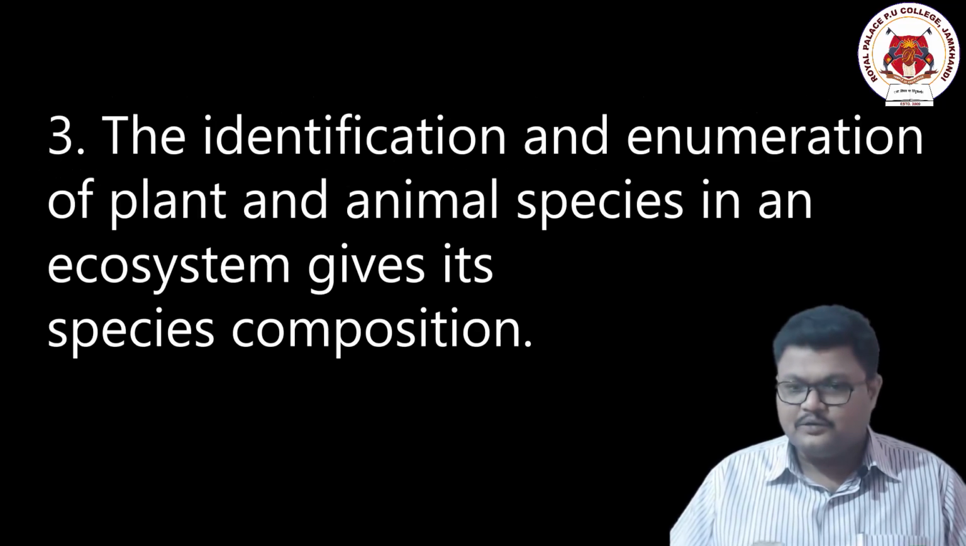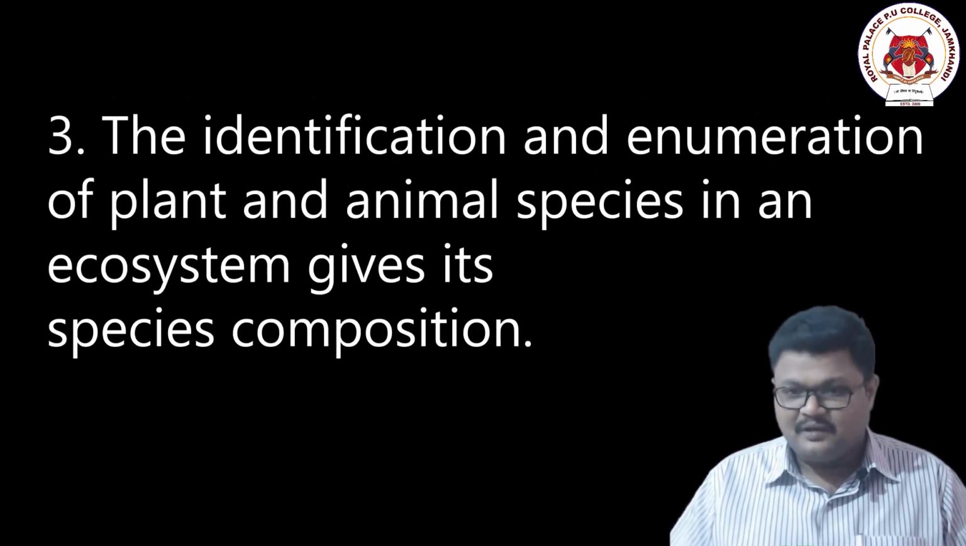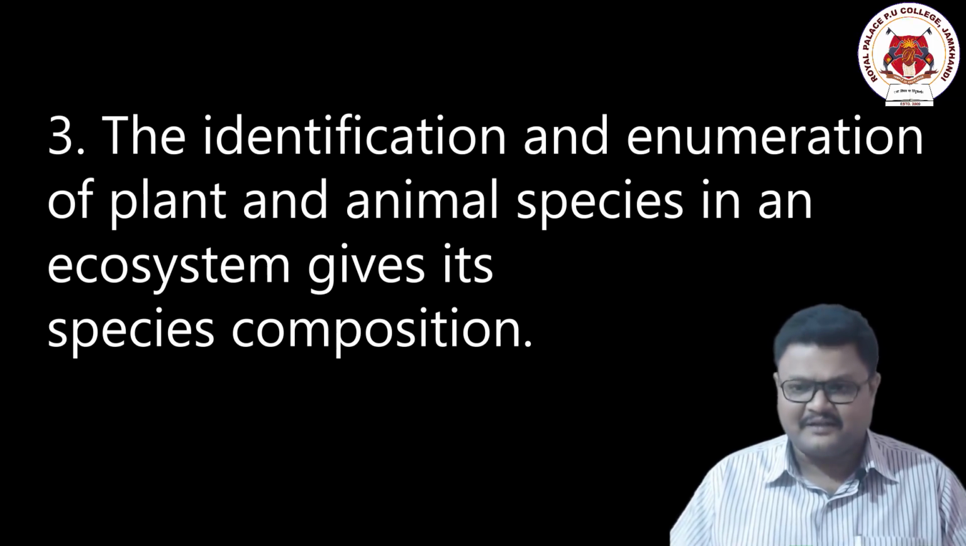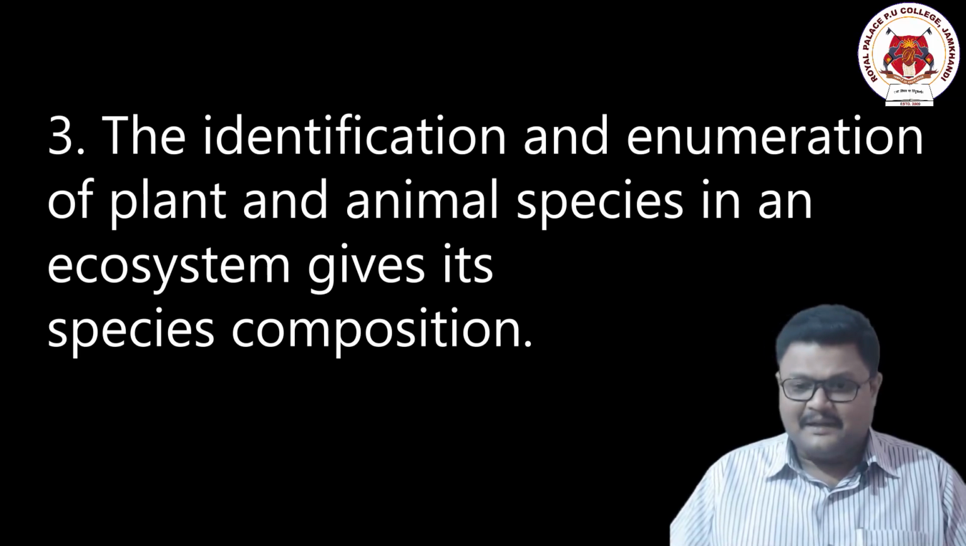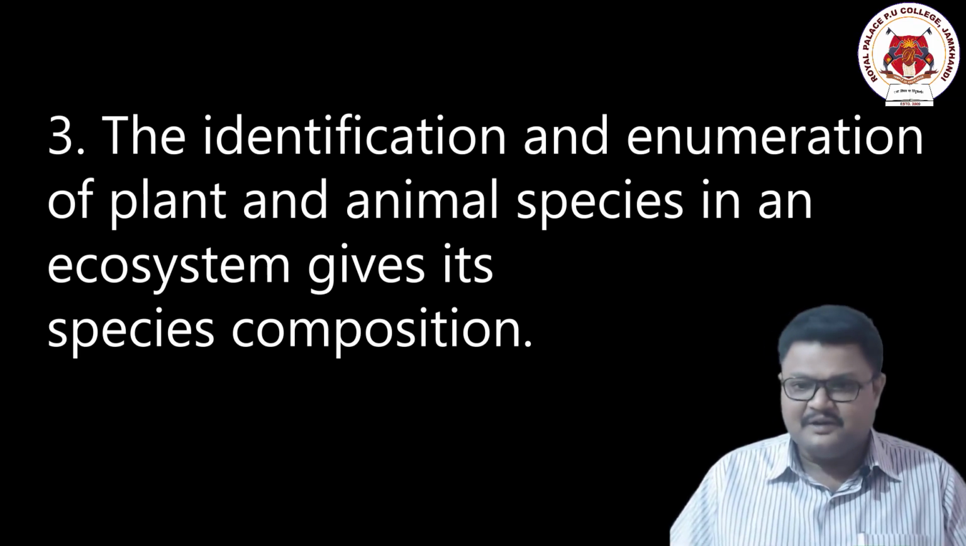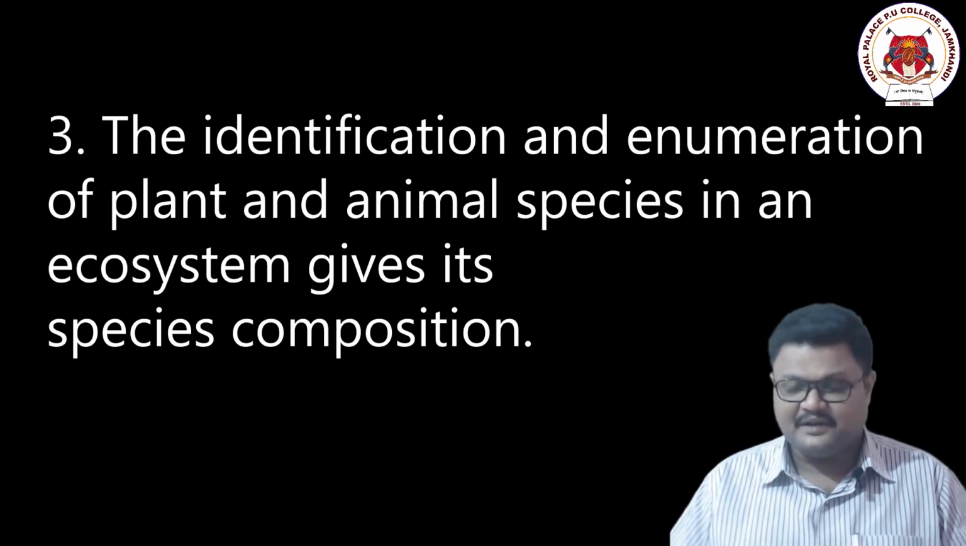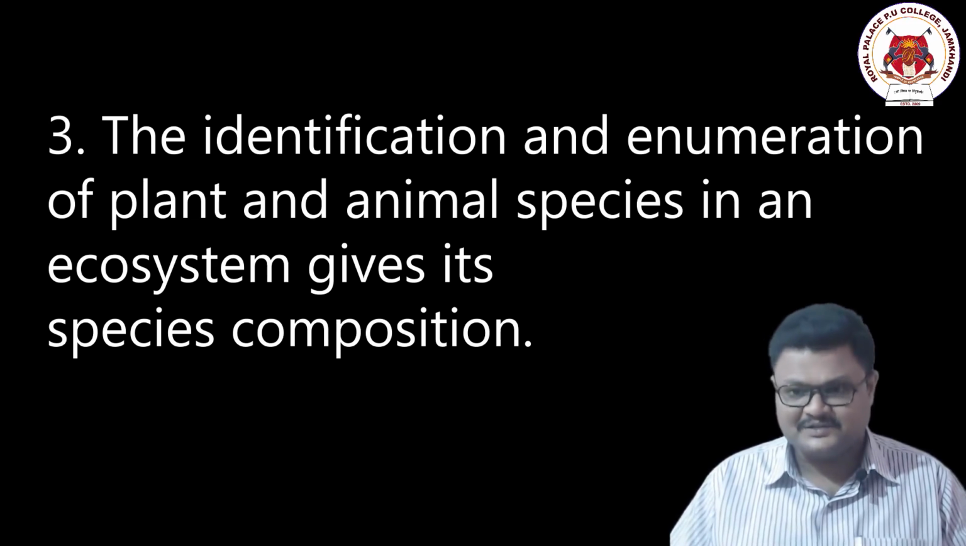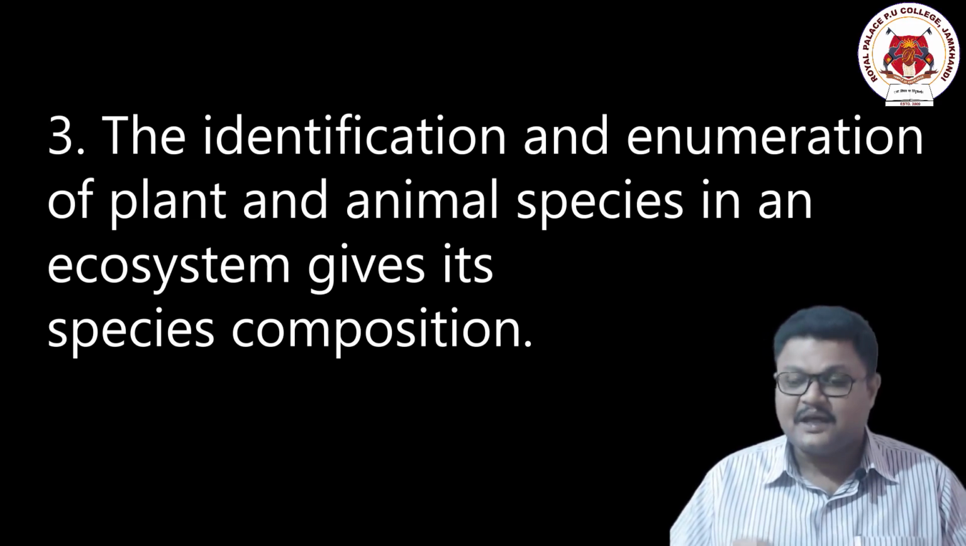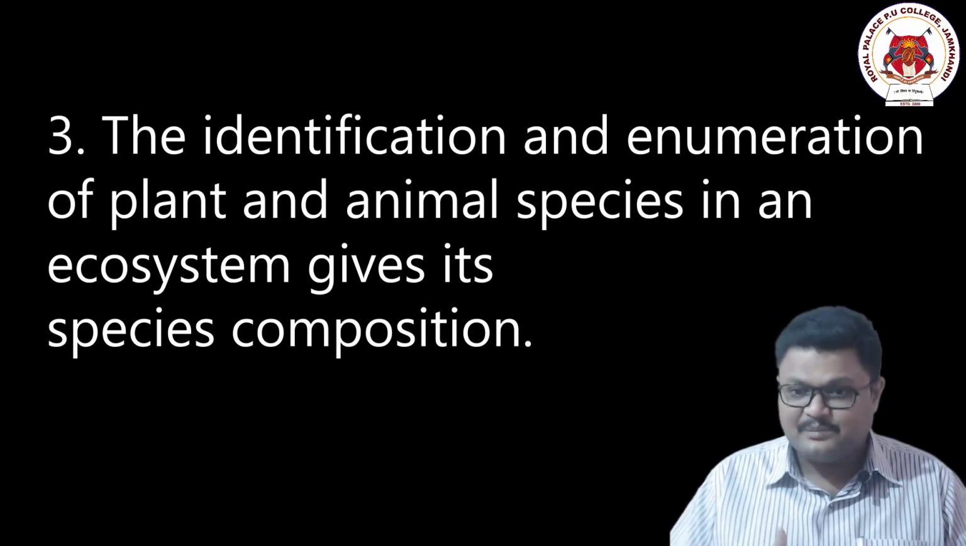If we want to talk about the species composition of this particular ecosystem, then we need to say a simple thing. How many types of organisms are there in that ecosystem? And how many of those individual organisms are there in this ecosystem? The identification and enumeration of different types of species of that ecosystem gives us the species richness or the species composition. It may be 10, it may be 30, it may be 100, it may be 200.